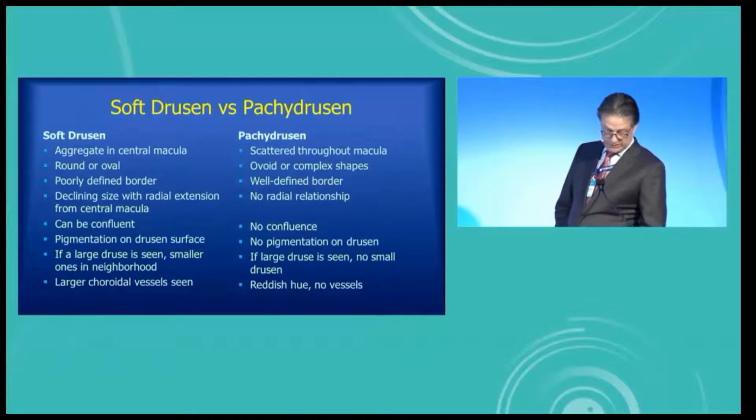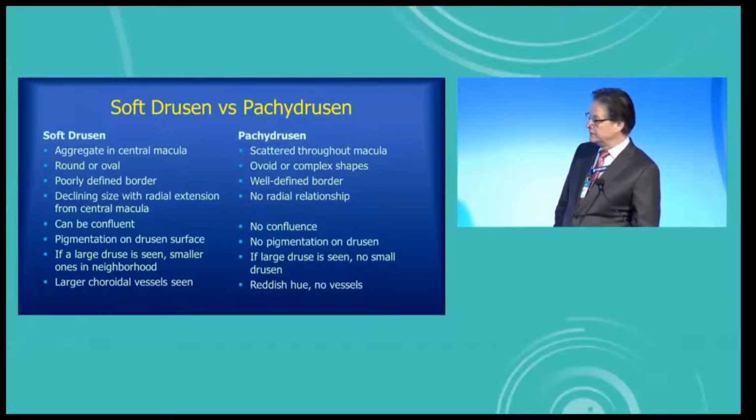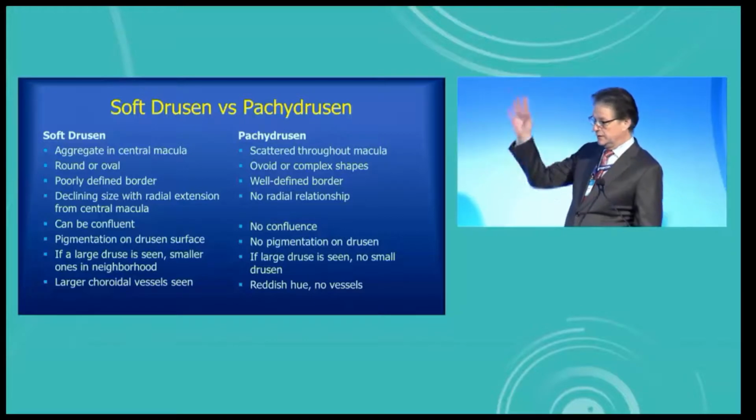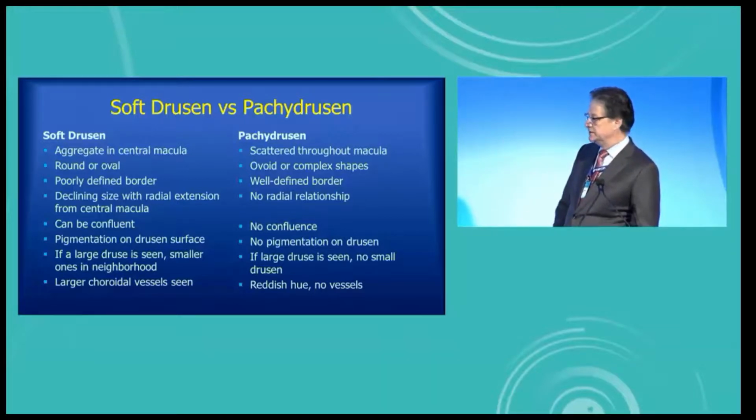So just to summarize some of the differences between soft Drusen and these Pachydrusen: the soft Drusen aggregate in the central macula. They're round or oval and they have a poorly defined border. Pachydrusen are scattered throughout the macula. They don't show any aggregation. They can have ovoid or complex shapes and they're fairly well defined.